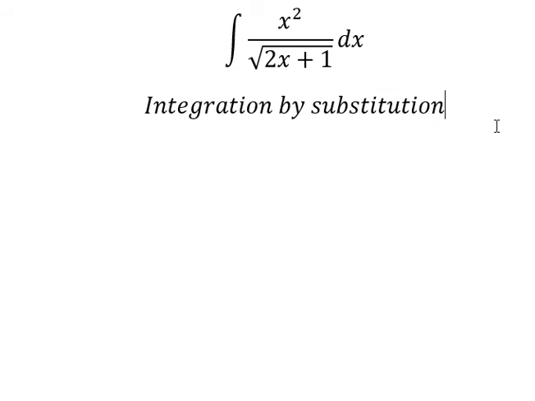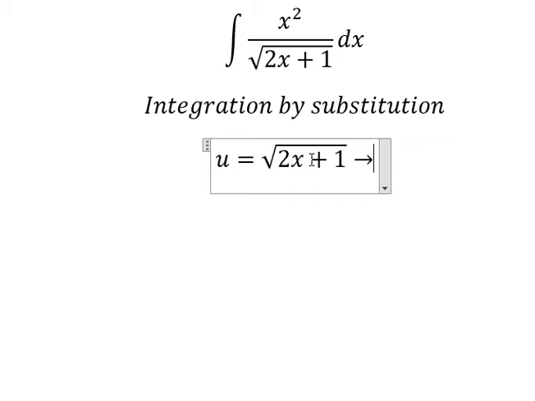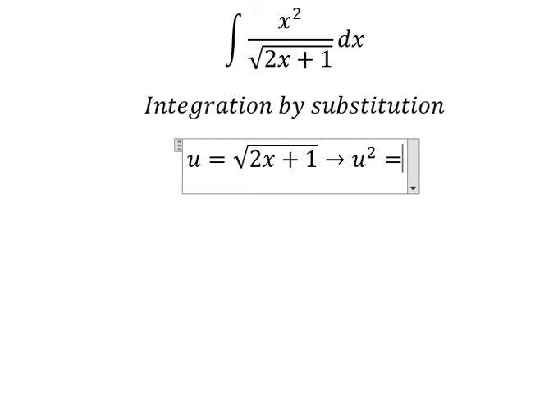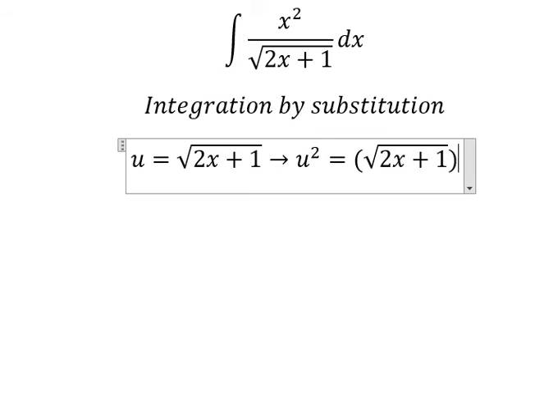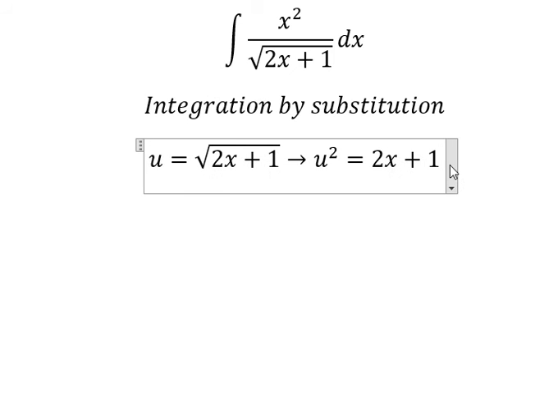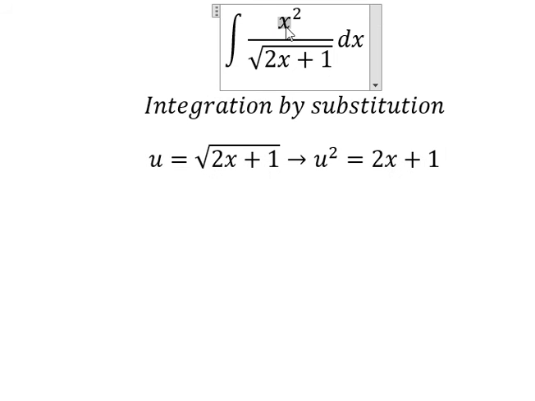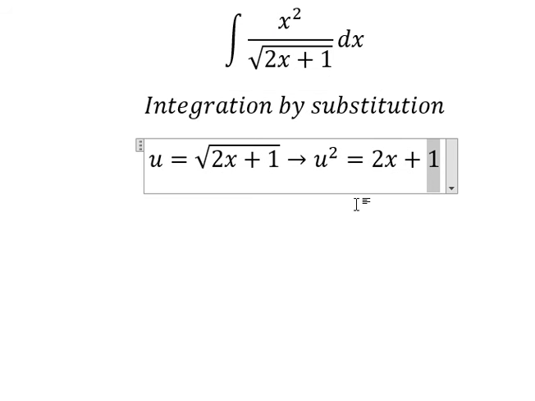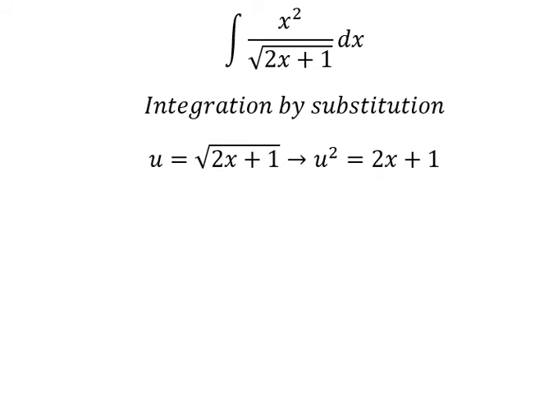So I will put u equals the square root of 2x plus 1. Later, we square both sides to cancel the square root. So you get 2x plus 1. But we have x, so I will move the number 1 to the left and we divide both sides by number 2. So we have u squared minus 1 over 2 equals x.